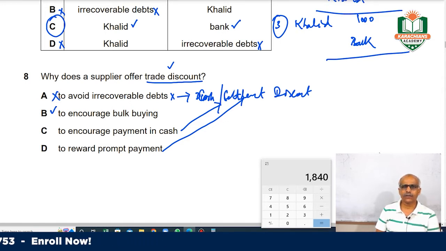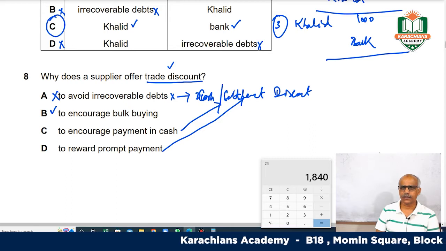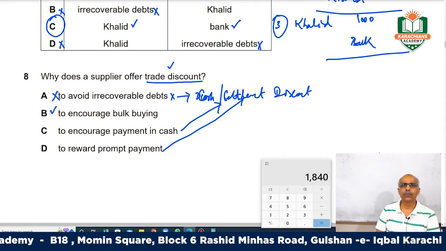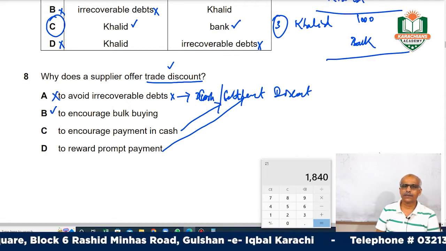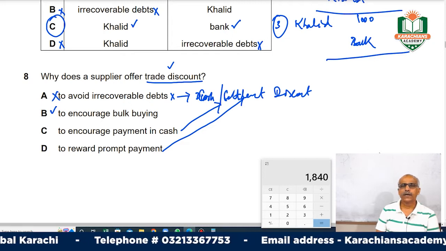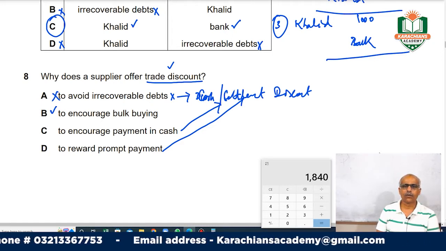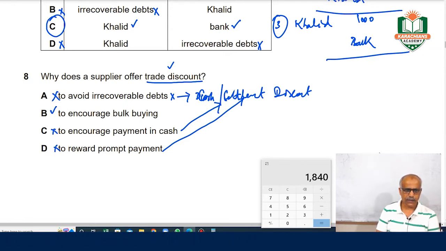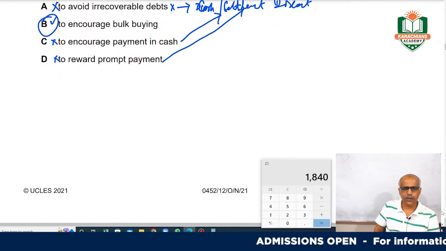Trade discount is one which is given at the very inception of the transaction. When you sell, you give them a trade discount, or sometimes when you buy, you get a trade discount. Another important point to note, trade discount is not recorded in books. So this is incorrect, this is incorrect, answer is B. Okay, move on to question number 9.